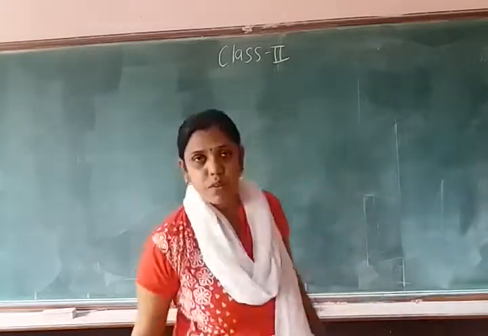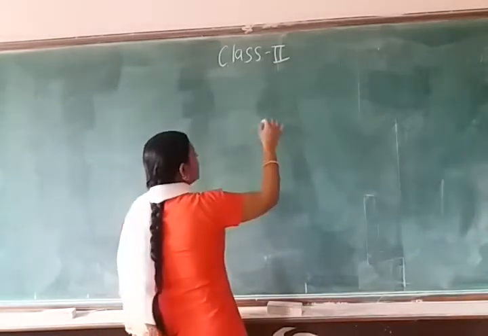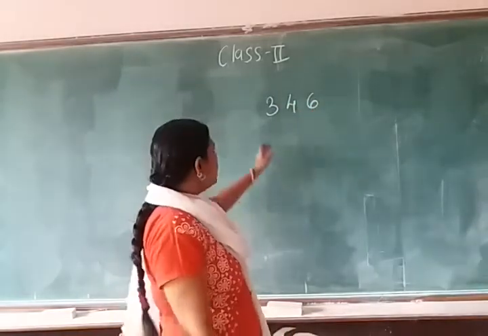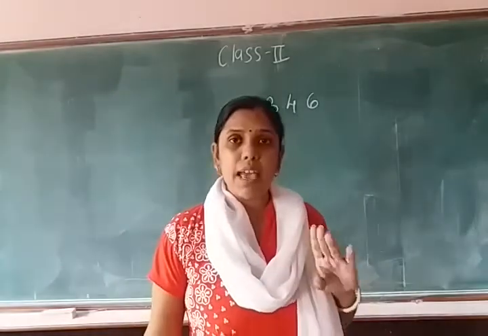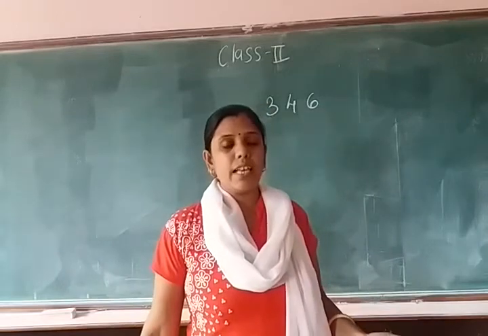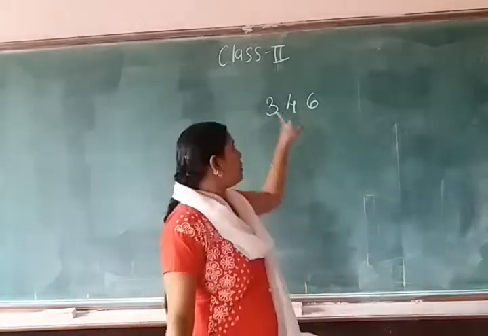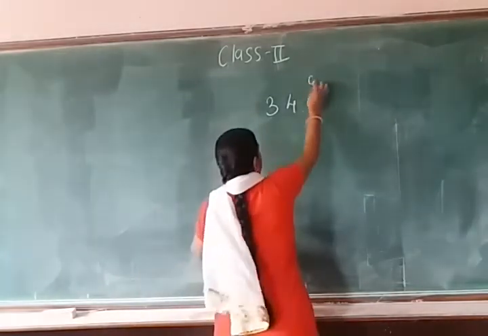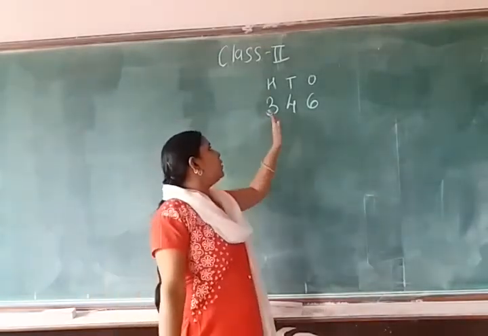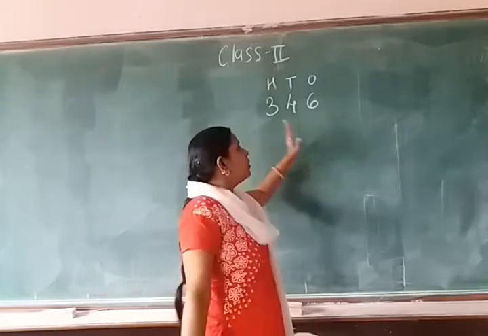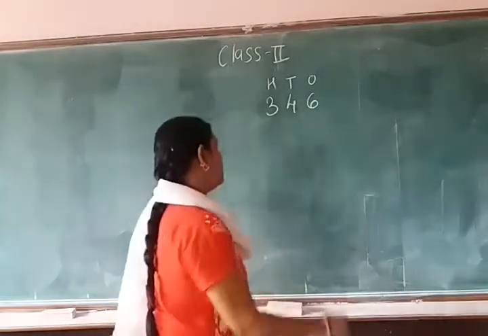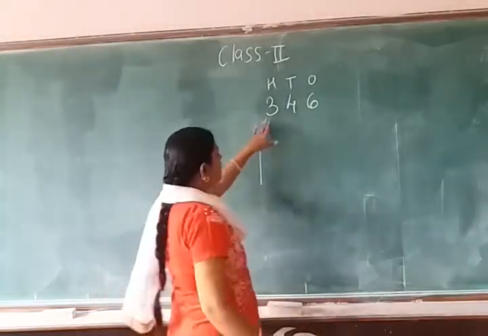Okay. So suppose I give you one example. Suppose one number is given: 3, 4, 6. Now what is the number 3, 4, 6? But do we read the number like this? 3, 4, 6 क्या नंबर को हम ऐसे रीड करते हैं? Yes or no? No. Then how do we read this number? We read this number by first writing its place value. So we read this number as 346.